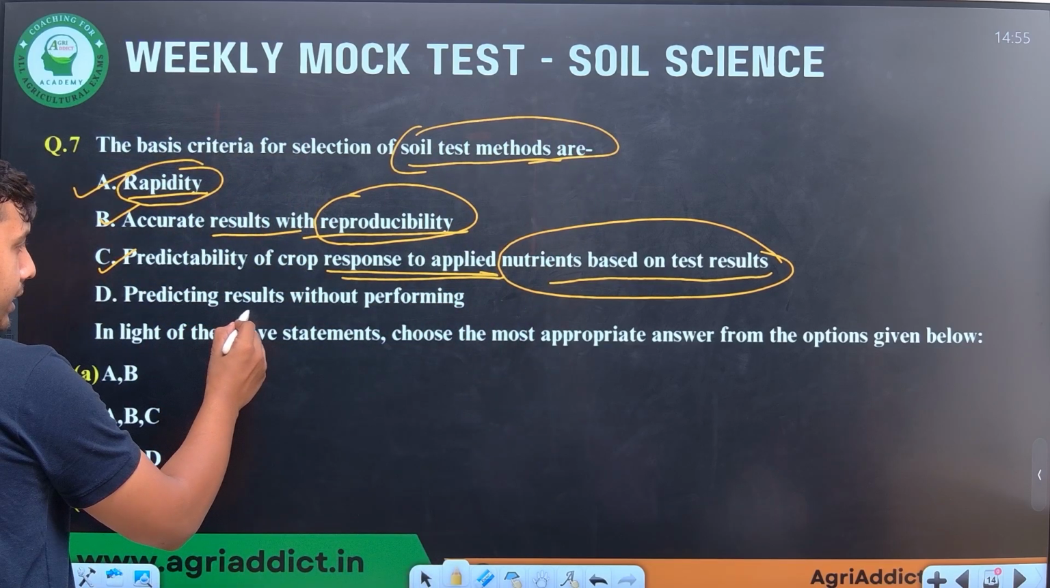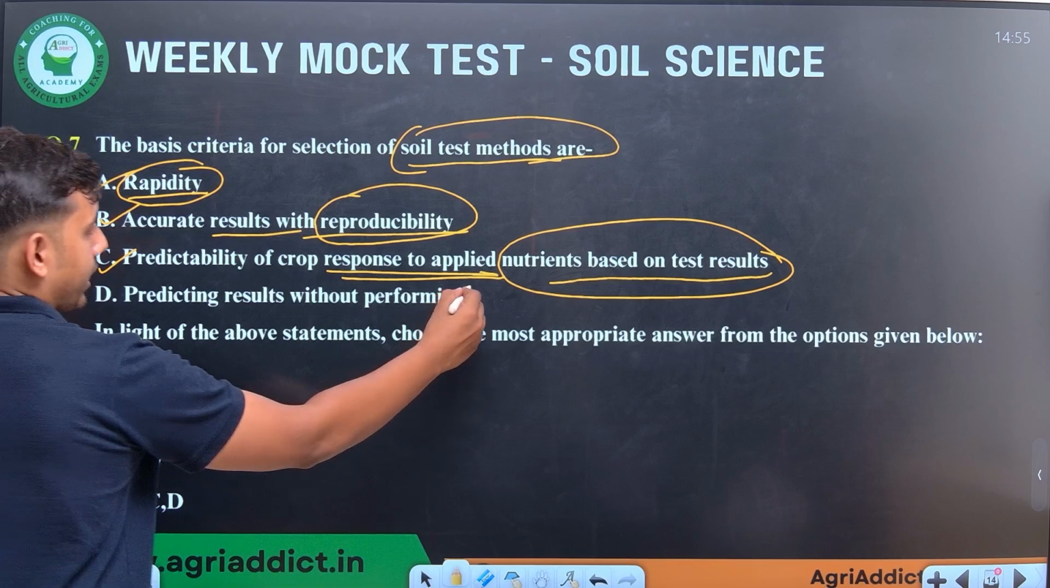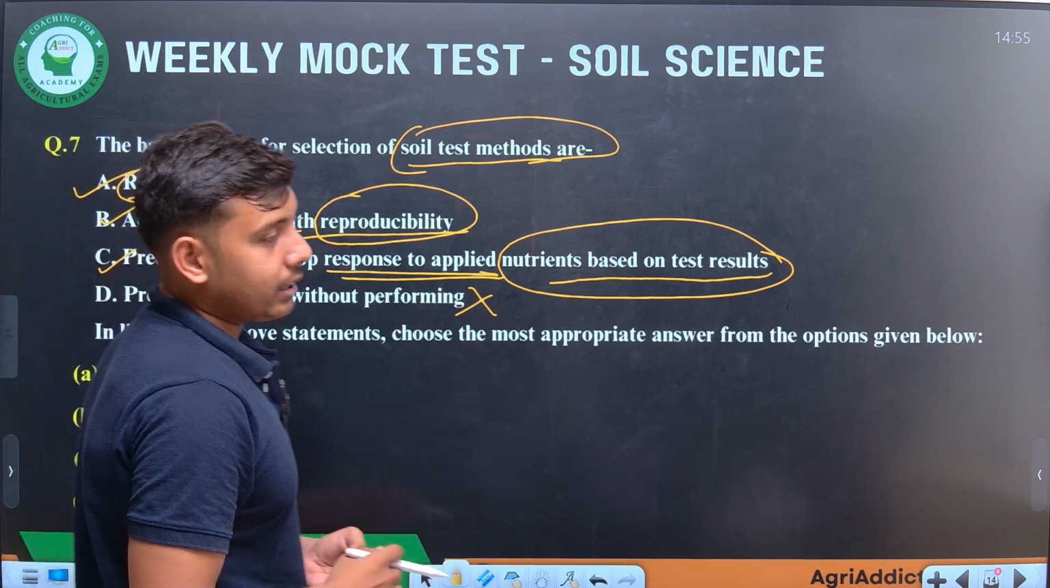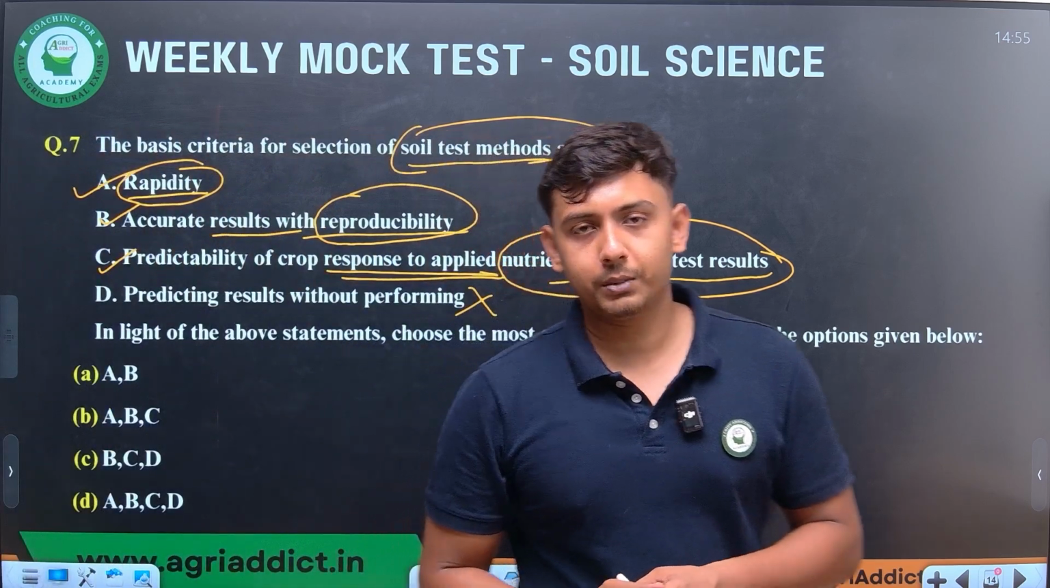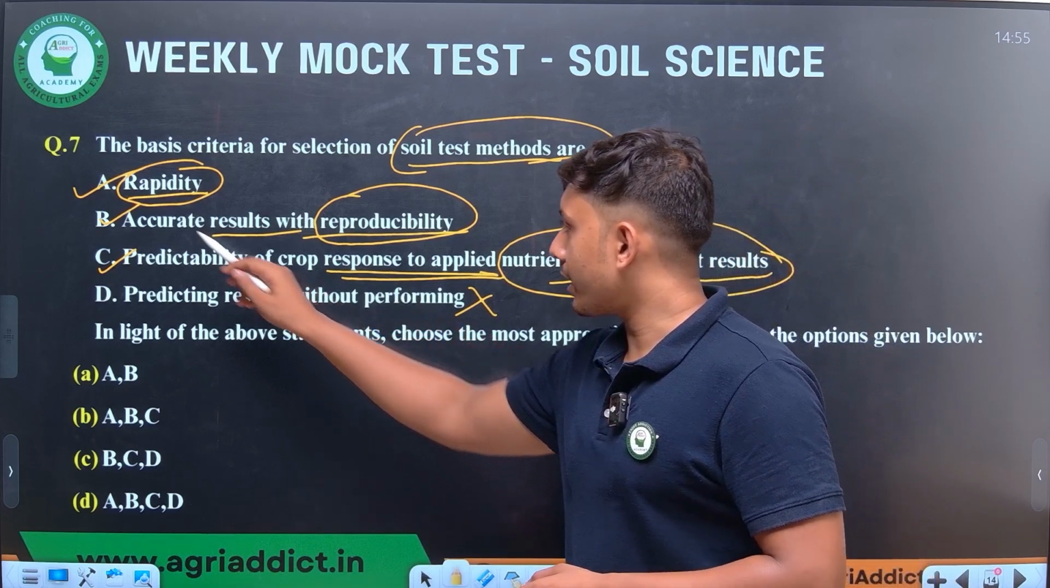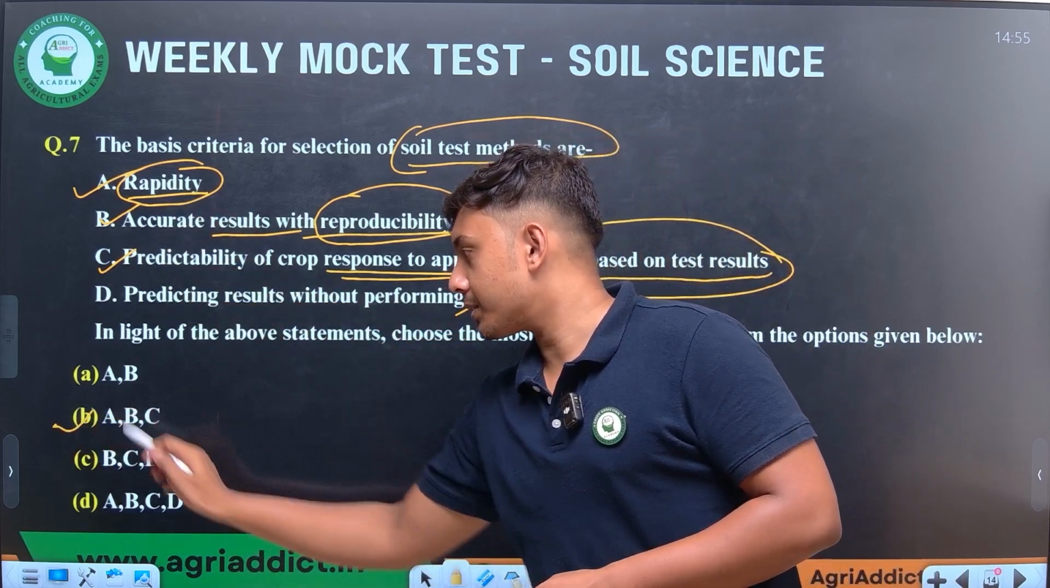Also, predicting results without performing the soil test, no, this is not correct. We cannot predict the results without performing the soil test method. So this option will not be correct. So A, B, C will be the answer.